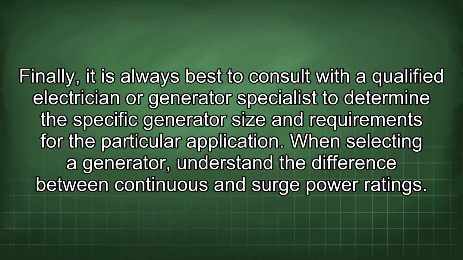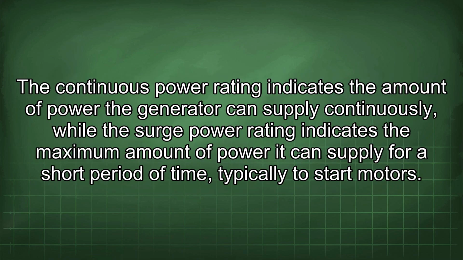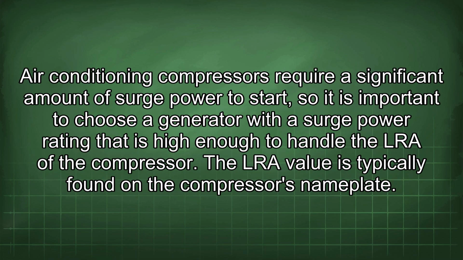When selecting a generator, understand the difference between continuous and surge power ratings. The continuous power rating indicates the amount of power the generator can supply continuously, while the surge power rating indicates the maximum amount of power it can supply for a short period of time, typically to start motors. Air conditioning compressors require a significant amount of surge power to start, so it is important to choose a generator with a surge power rating that is high enough to handle the LRA of the compressor.